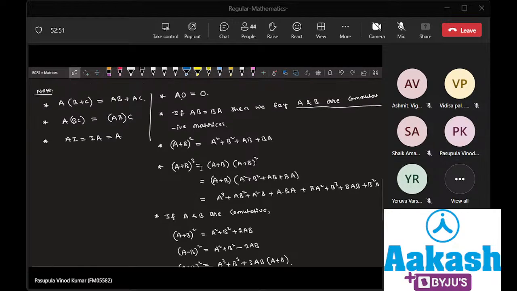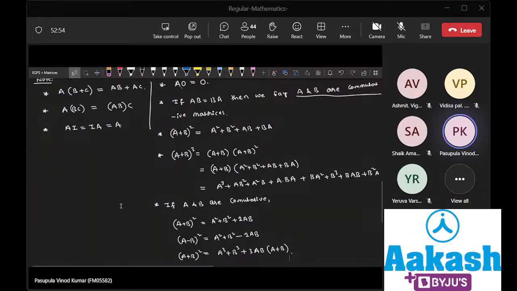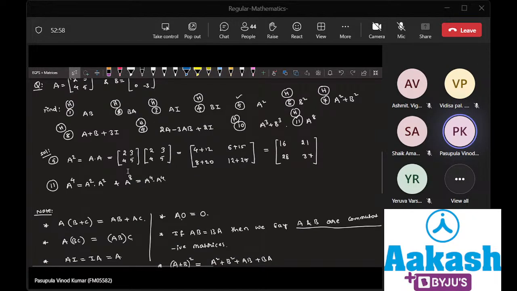Yes or no? Any issue with this? No, sir. Right. So see here, here also you can add a few more things. And the 12th one, what is it now? This is A into (B plus I). A into (B plus I).